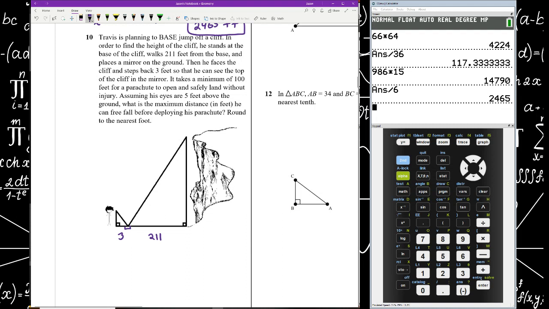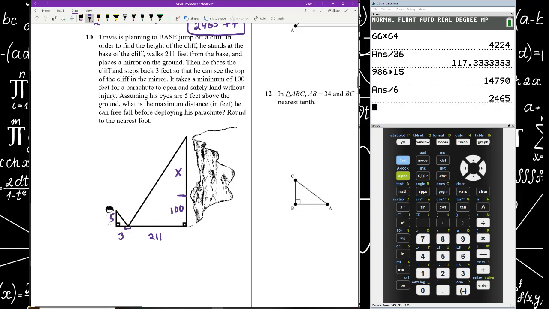It says it takes a minimum of 100 feet for the parachute to open safely. So he needs to open his parachute 100 feet above the ground. It says his eyes are 5 feet above the ground, so we've got that. How far can he jump down? So we're looking for this distance here.